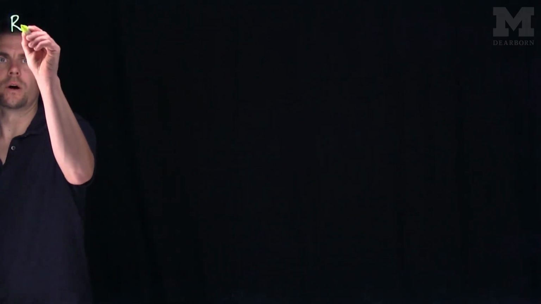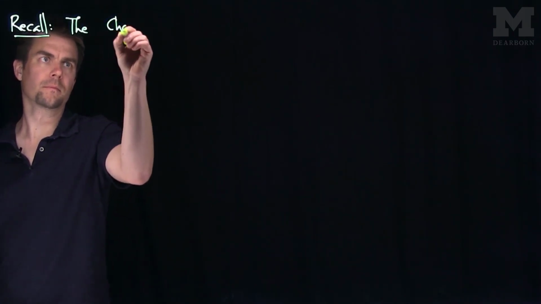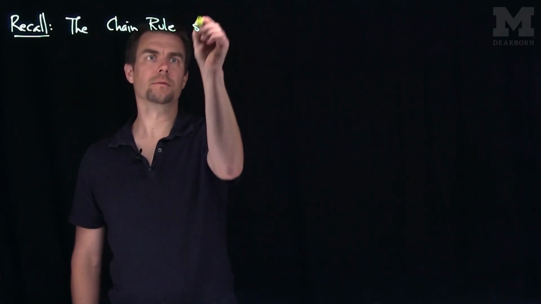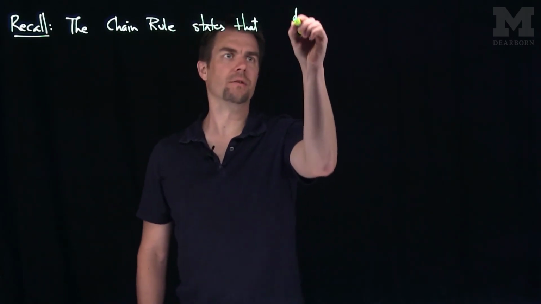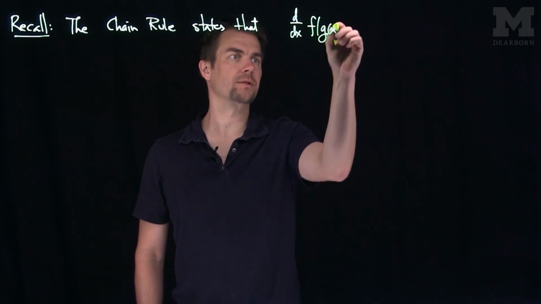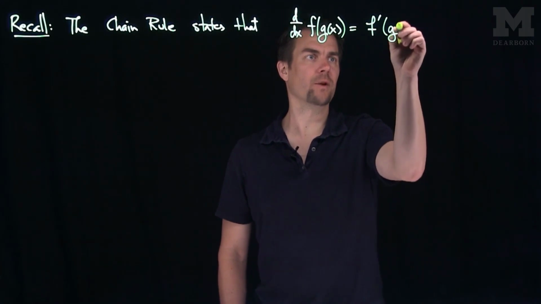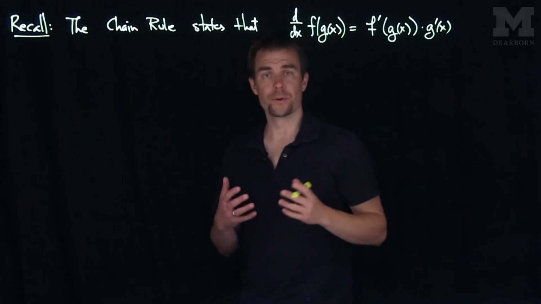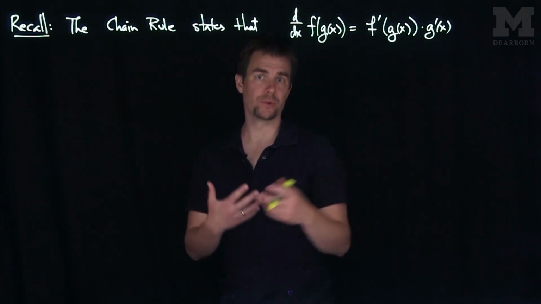If we recall from Calc 1, the chain rule states that the derivative with respect to x of the composition of two functions, f composed with g of x, is equal to f prime, the derivative of the outer function, evaluated at the inner function, times the derivative of the inner function. What we can do now is take the chain rule and the fundamental theorem of calculus and combine them to get what's known as u-substitution.